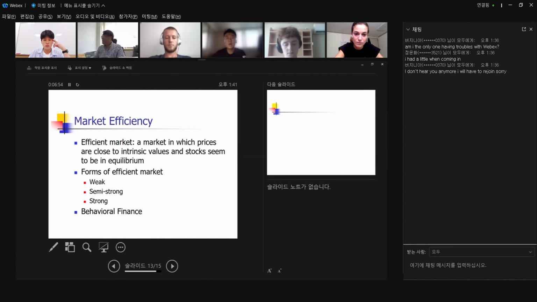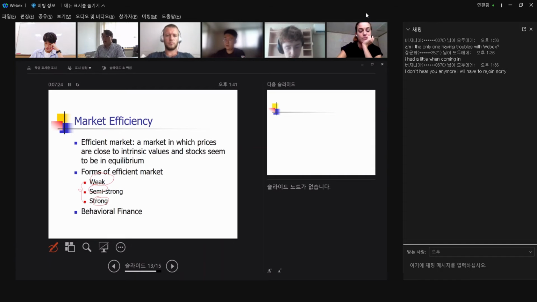So there are three forms of efficient market. We would say weak form efficient market, semi-strong efficient market, strong form efficient market. So the efficient market has three forms. It depends on what the information is.